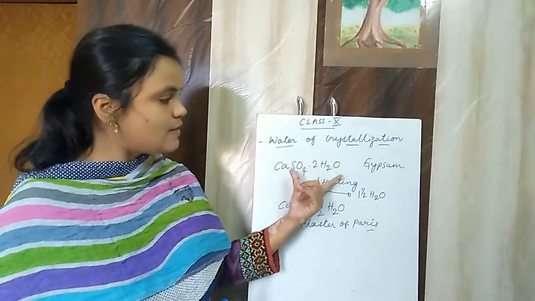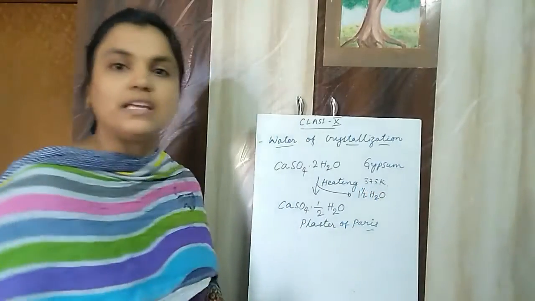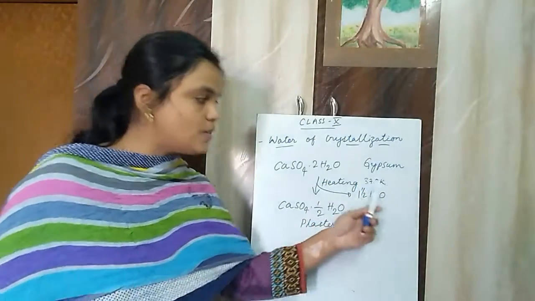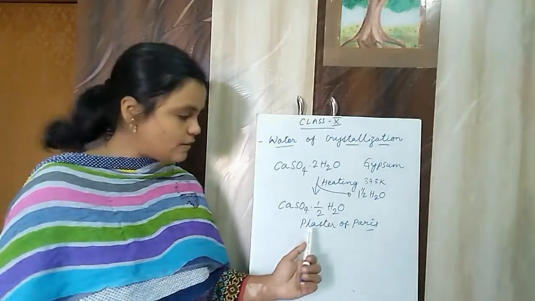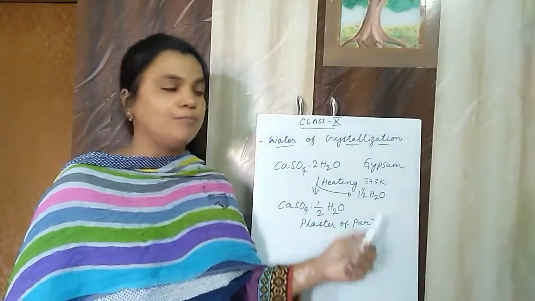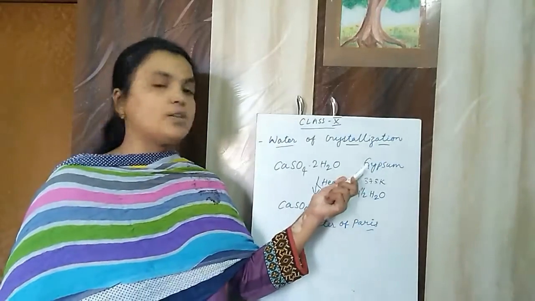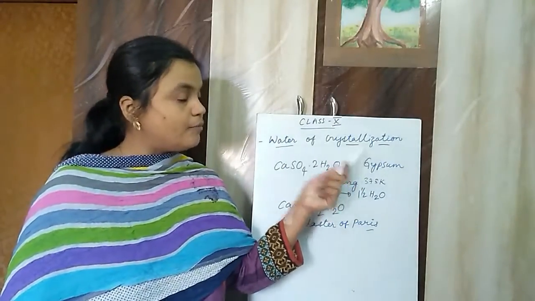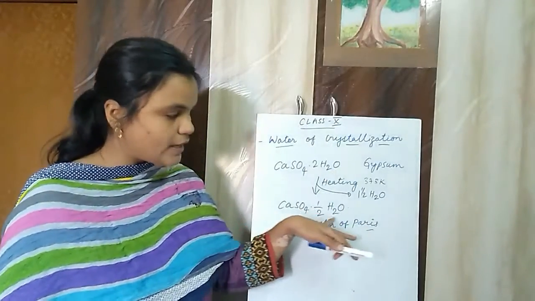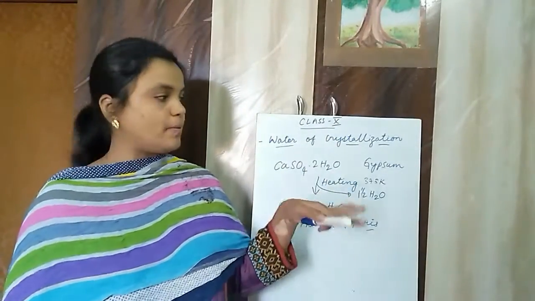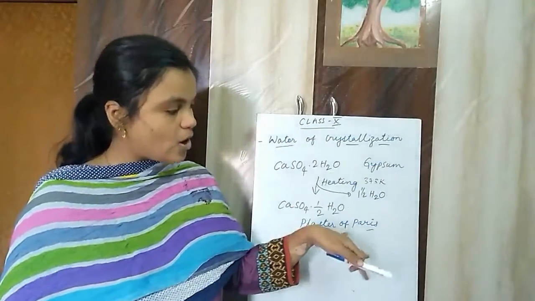Okay, so upon heating, if you heat this at a temperature of 373 Kelvin, then it loses 1.5 molecules of water, and the product that is formed is called plaster of Paris. Actually, gypsum is found more near the places of Paris, so there are more reserves of gypsum. So from there, the production of plaster, nothing but calcium sulfate hemihydrate, is formed more. Owing to the abundant preparation, it's called plaster of Paris.